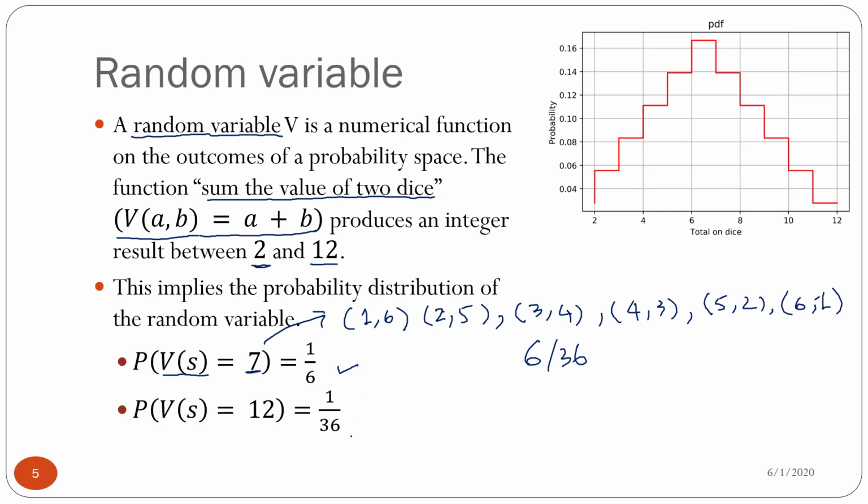Alright, good. So similarly, if you have to find the probability when my random variable v is taking the value 12, when can that happen? Only when you have 6 and 6, right? We don't have any other combination which will give you 12. So the probability would be 1 by 36. Alright, so I hope you got these concepts. If not, please let me know.